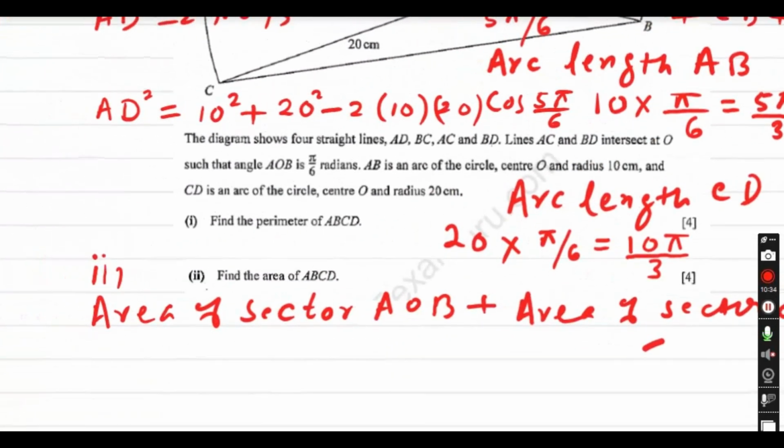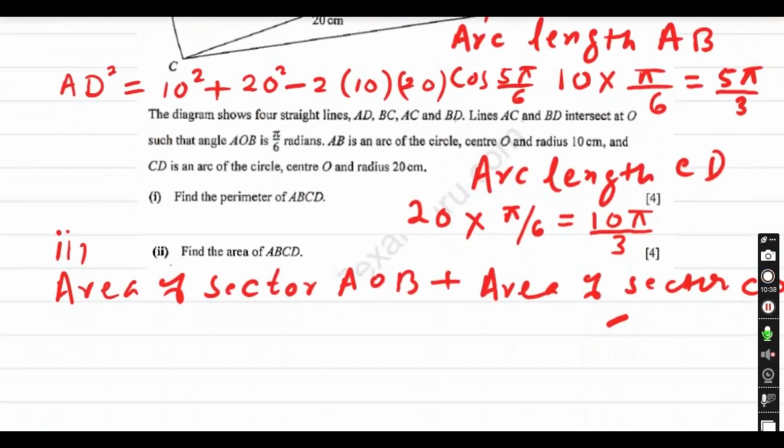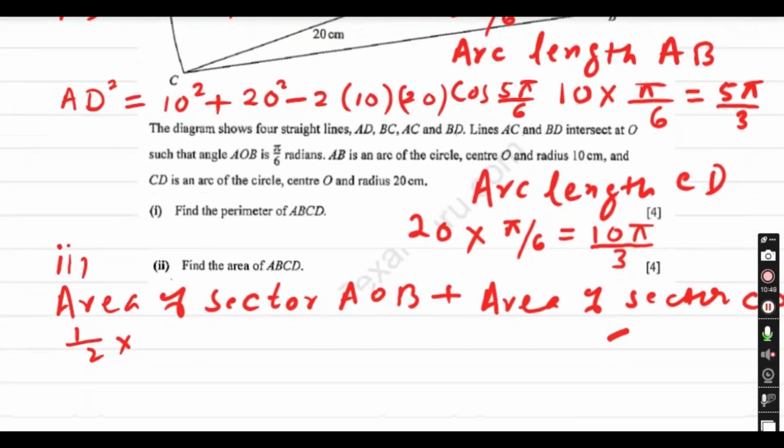First, we have to find the area of sector AOB. What is the formula of area of a sector? Half into radius square into theta. The radius is 10 and theta is pi by 6. So half into 10 square into pi by 6. The answer is 26.18.